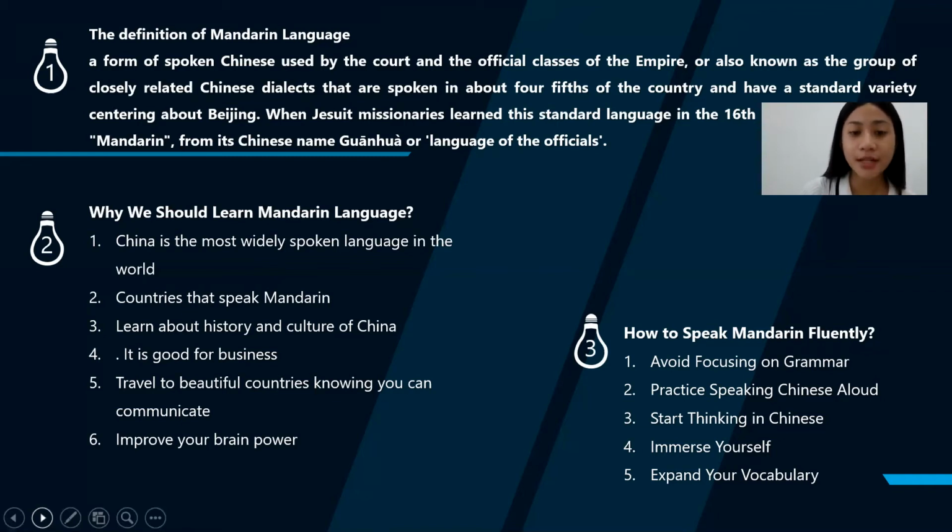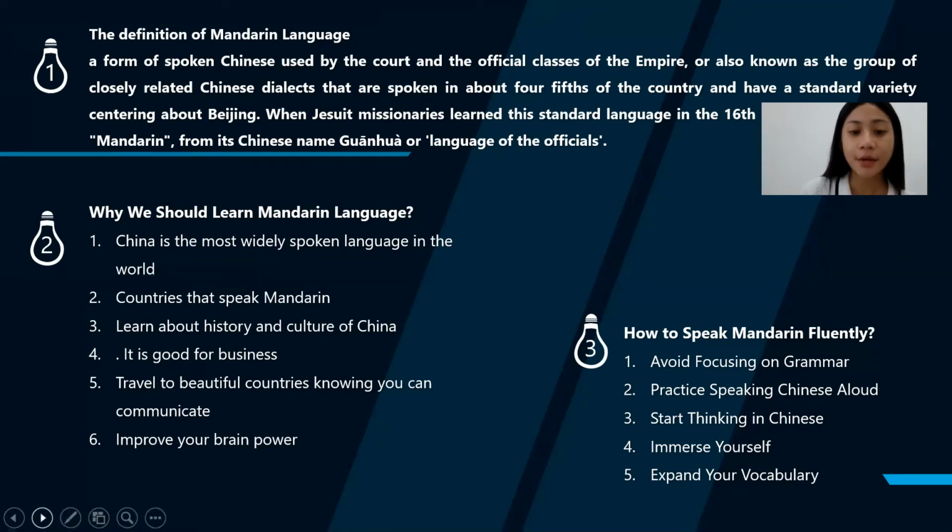Second, countries that speak Mandarin. As well as China, Mandarin is spoken in countries such as Malaysia, Taiwan, Singapore, Indonesia, Thailand, Brunei, Philippines, and Mongolia. So if you do business in these countries, then it would be beneficial to converse in their language.